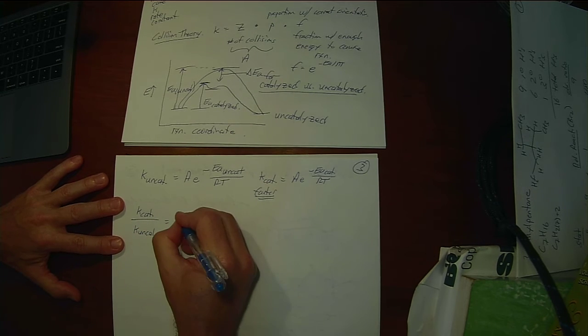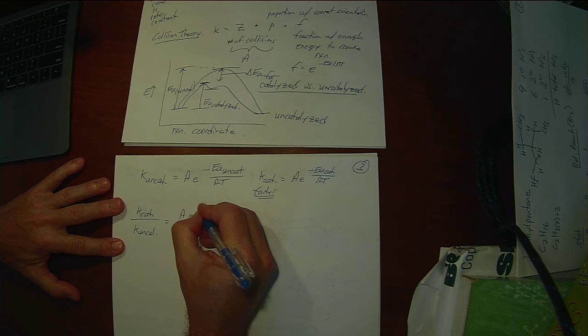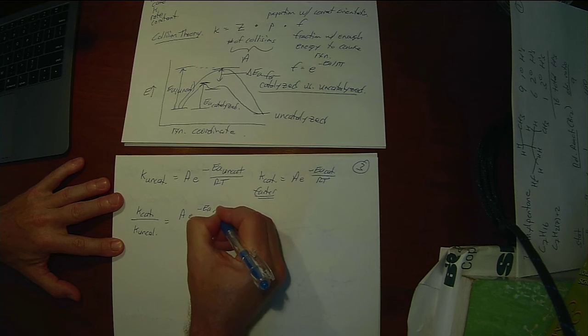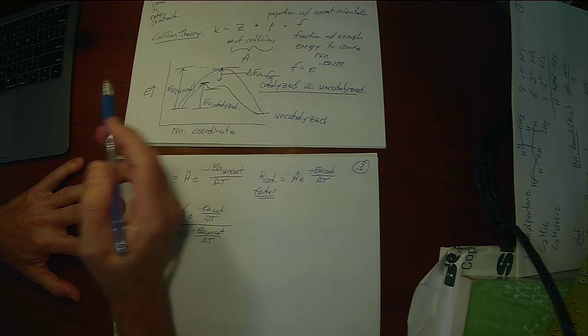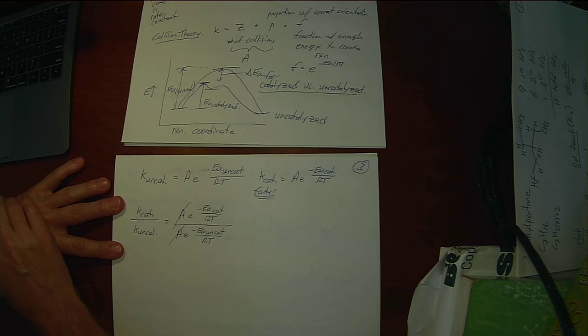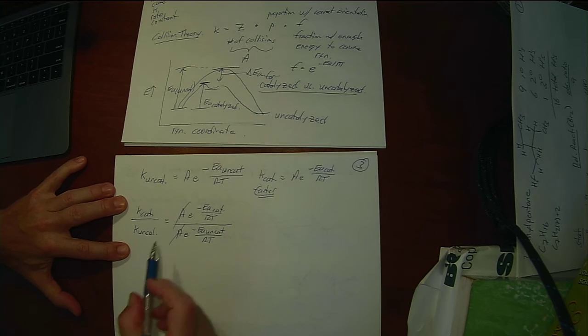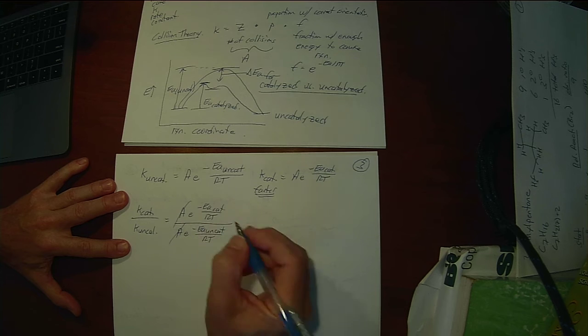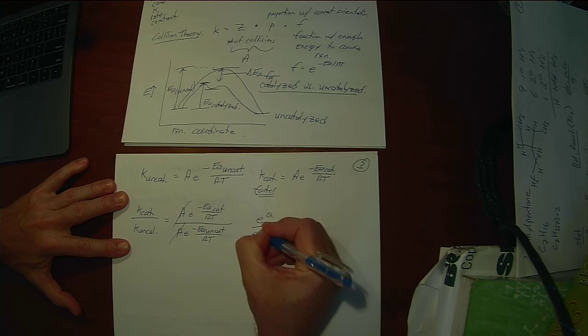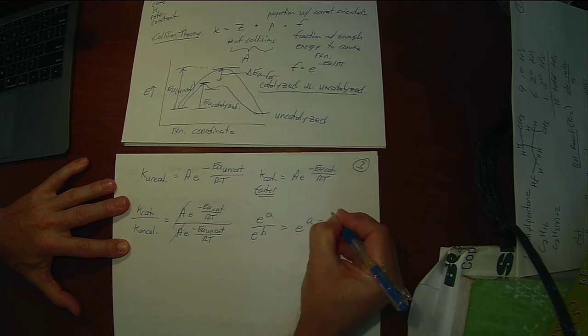and that's equal to A times e to the minus Ea over RT for the catalyzed. Exactly the same for catalyzed and uncatalyzed reactions, but it is for the halogenation, right? Because there's no orientation factor, and we've already corrected with our relative reactivities for the statistical factor. So in this case, we can really legitimately cancel A. And then e to the A over e to the B is equal to e to the A minus B.